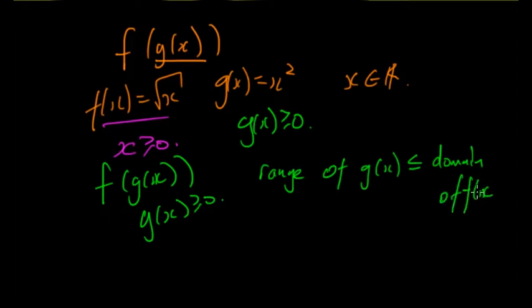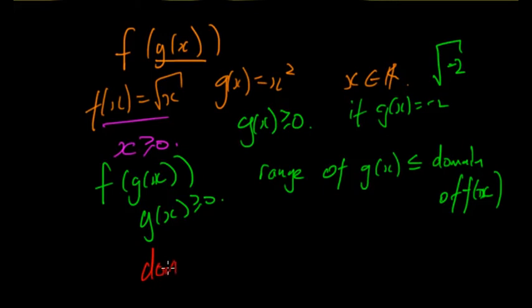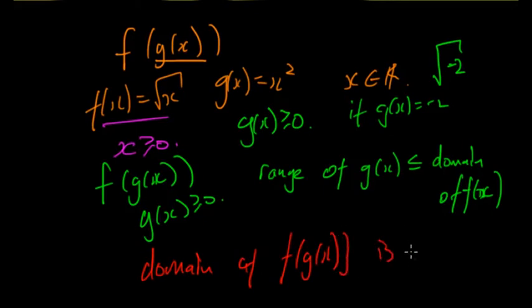So if it was the other way around and the range exceeded, so let's say g(x) could equal negative 2, it wouldn't be defined, because if g(x) equaled negative 2, then it would get the square root of negative 2, which is not defined. So as this is the case, then the domain of f(g(x)) can be all real numbers.